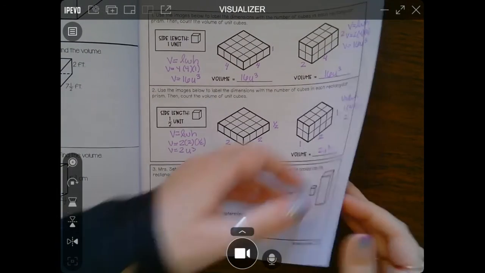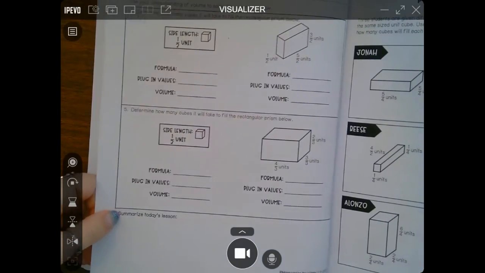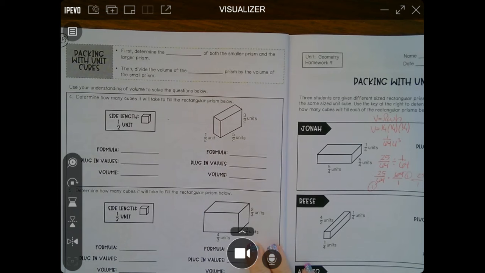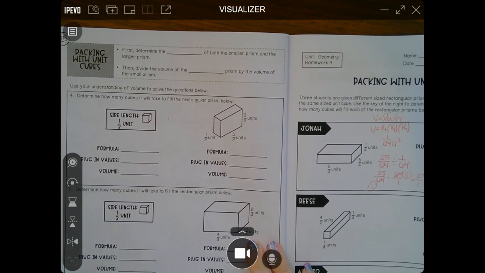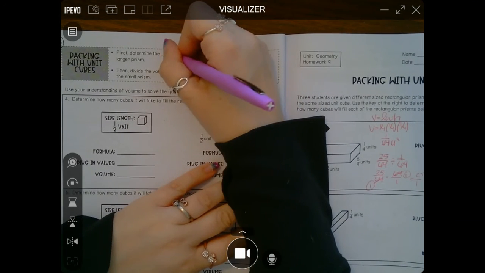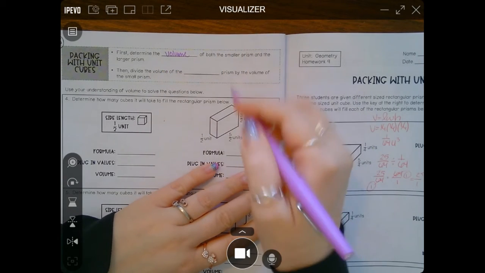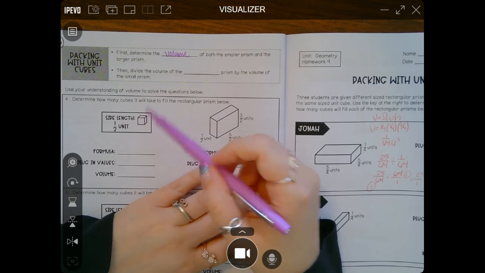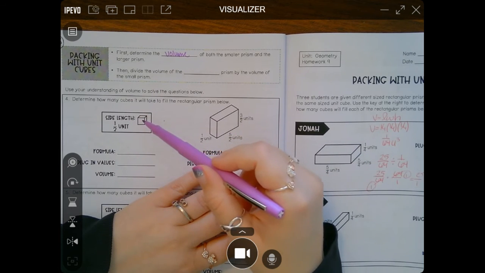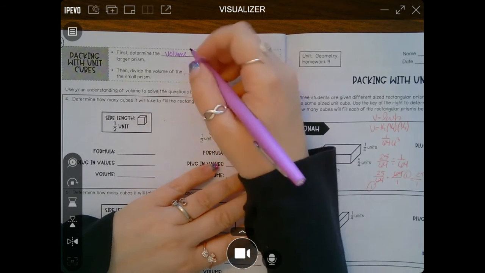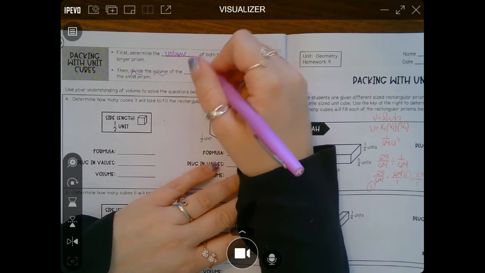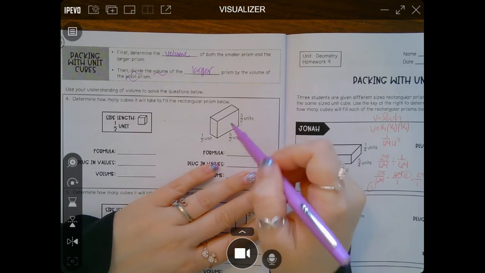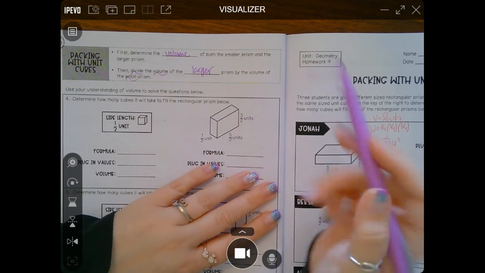Okay. So if we go ahead and turn the page right here. Again, kind of writing that out in words up at the top. It says first, you need to determine the volume of both that larger prism and the smaller prism, right? So you want to know this guy and this guy. Then you're going to divide the volume of the larger prism by the volume of the smaller one. So you're going to take this one and divide it by this, and then that'll tell you how many can fit inside.